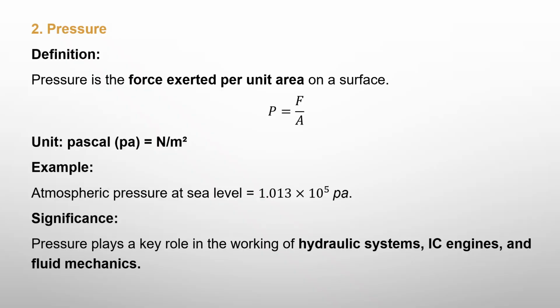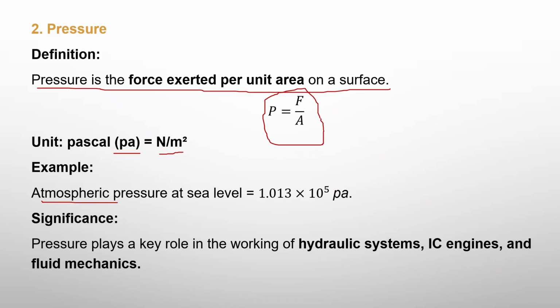The second concept is pressure. Pressure is the force exerted per unit area on a surface, and pressure equals F by A. The unit is Newton per meter square, or Pascal. The atmospheric pressure at sea level is 1.01325 into 10 power 5 Pascal, or you can say it is 1.01325 bar.